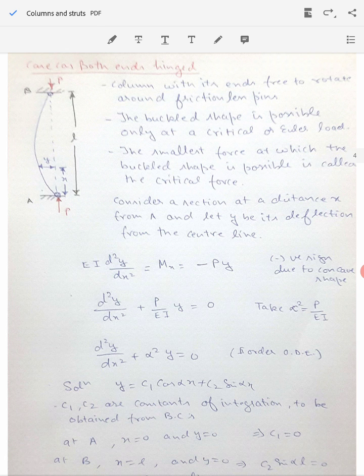So consider a section at a distance x from the end A. So this is the end A. We are taking this point of the column, which is at a distance x from the point A, and it is having a deflection y from the center line.